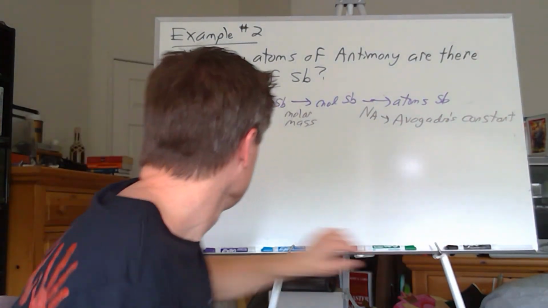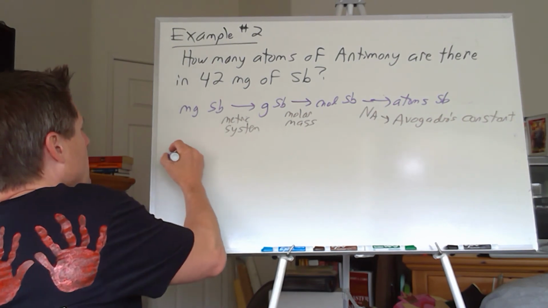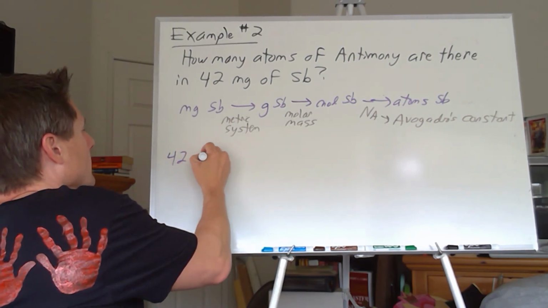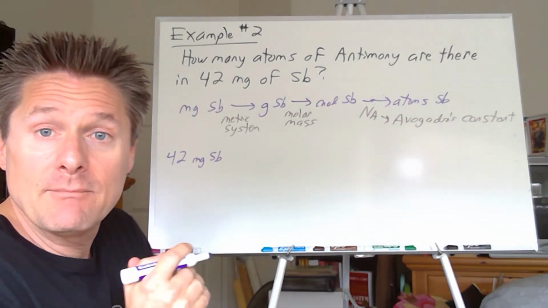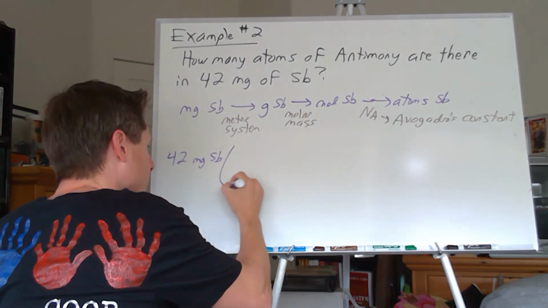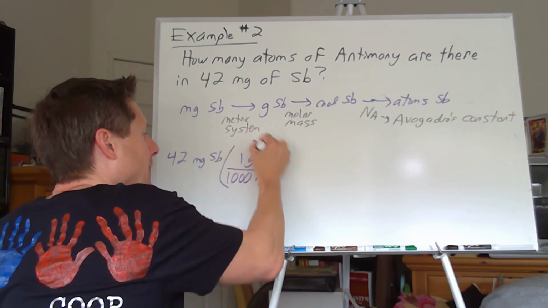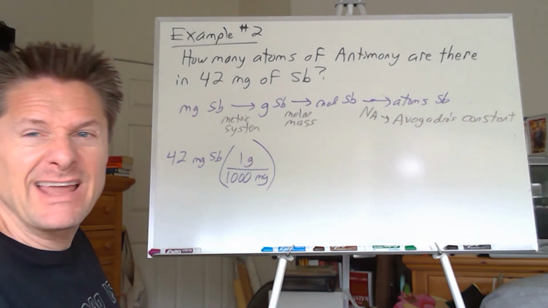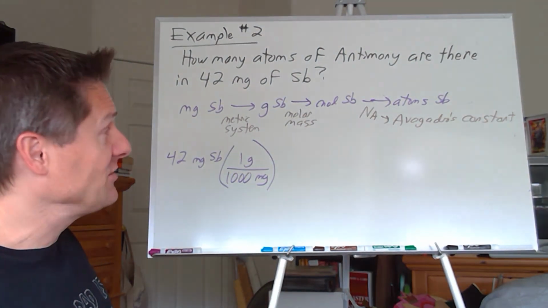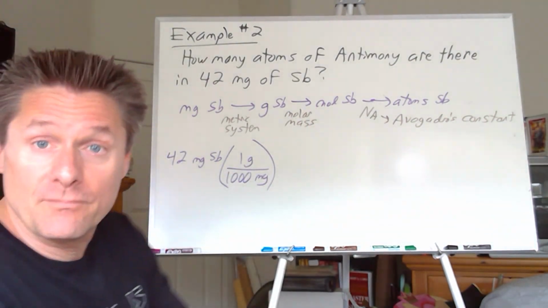Give it a shot. What do we got? 42 milligrams of antimony. Let's convert milligrams to grams. 1,000 milligrams per gram. Don't technically need to put antimony on here because everything's antimony. But I want you to get in the habit, whenever you write moles, tell me of what.